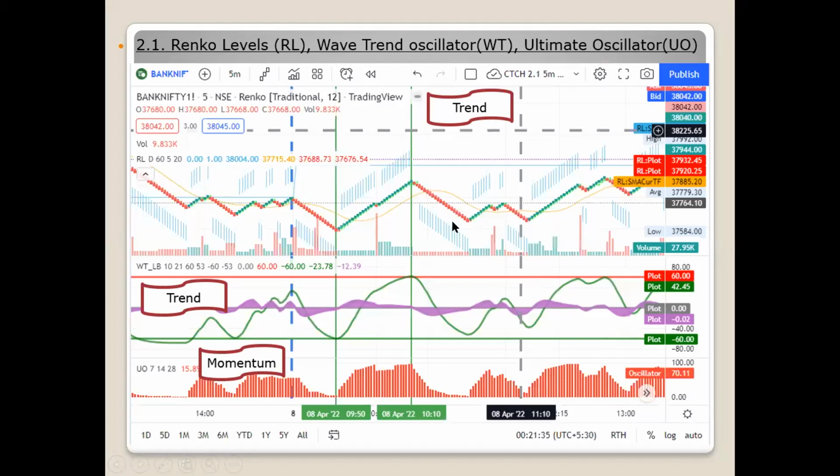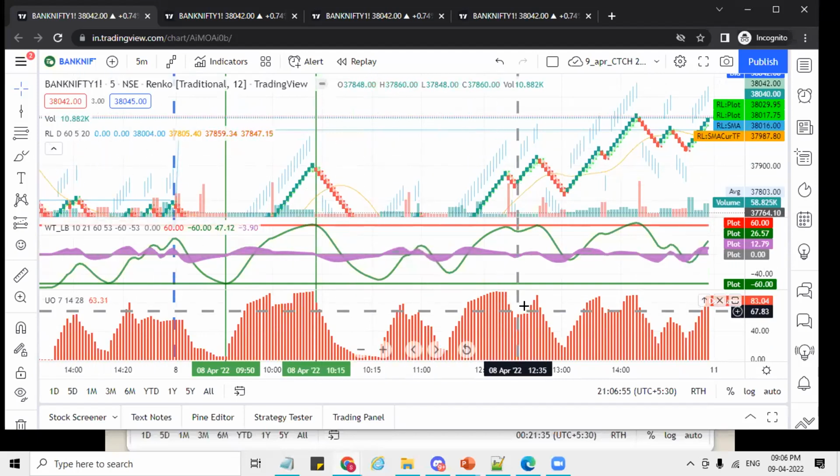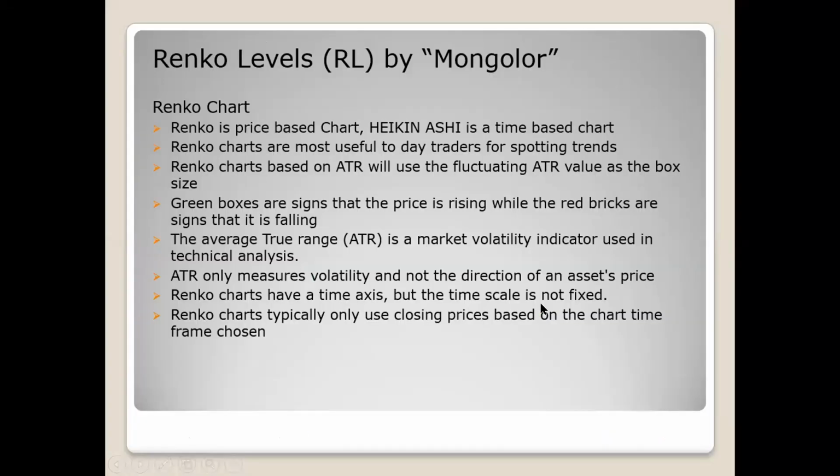In chart 2.1, we can see all 3 indicators, Renko levels, wave trend oscillator and ultimate oscillator, put into a single chart, and we are giving indications of what kind of indicator each is. This is a trend indicator. Wave trend is again a trend indicator, and the ultimate oscillator is a momentum indicator. This is how we need to analyze this chart together. We'll get into details of this Renko chart first. Probably I will switch here and we'll see how it looks, then go back to the slide for details.